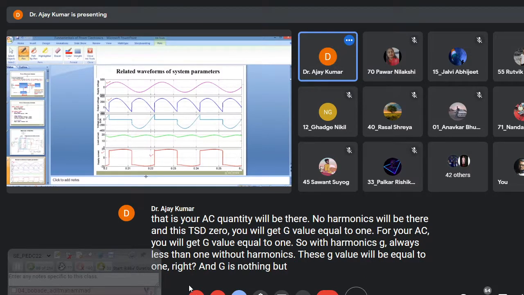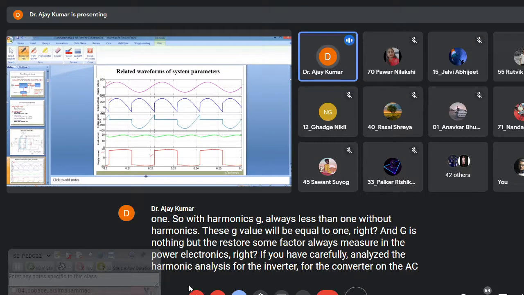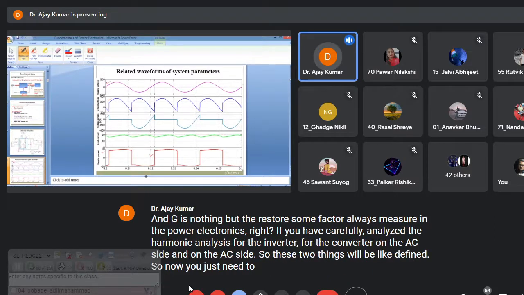If you have carefully analyzed the harmonic analysis for the inverter and the converter, on the AC side and on the DC side, these two things will be defined. So now you just need to observe the THD of this supply current. This is the frequency spectrum of the supply current, and you can measure and analyze this with a tool in MATLAB, that is the FFT tool.